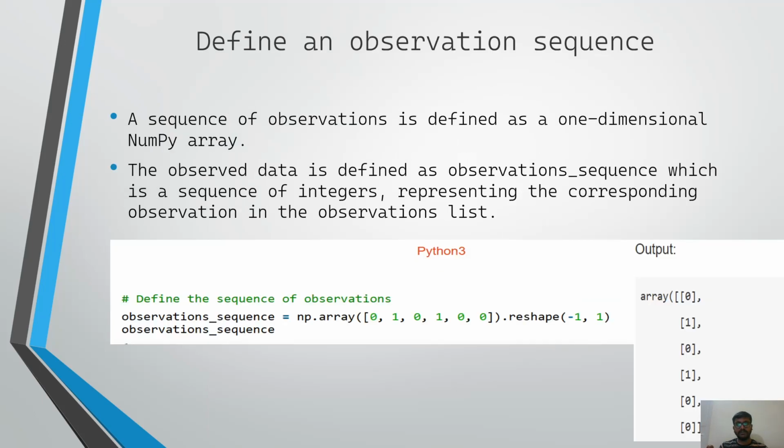So, define the observation sequence. The sequence of observations is defined as a one-dimensional NumPy array. The observed data is defined as an observation sequence, which is the sequence of integers representing the corresponding observations in an observation list. So observation_sequence is equal to np.array where observations is given, and it is reshaped into -1 and 1, and it is given in the output here.